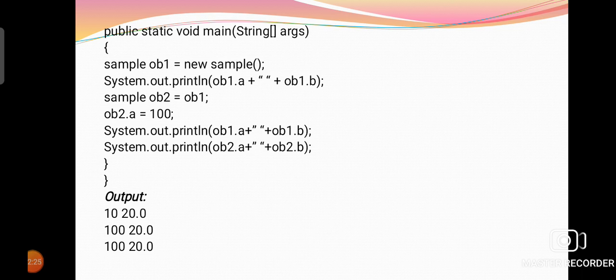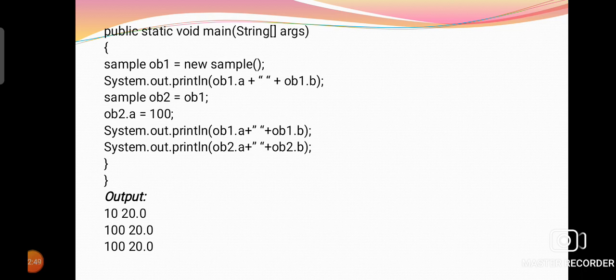So after that we are checking the values under the different objects. First of all we are printing OB1.A, OB1.B. So here A has changed permanently, that is 100. So when we refer to A with OB1 or OB2, the value is 100. And for B the value was not changed, that is 20.